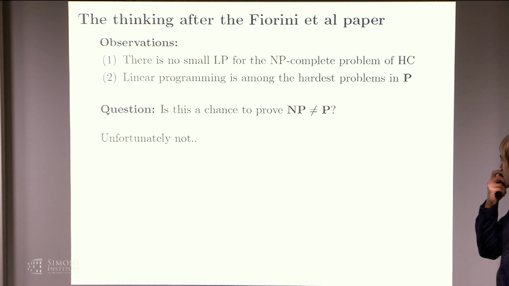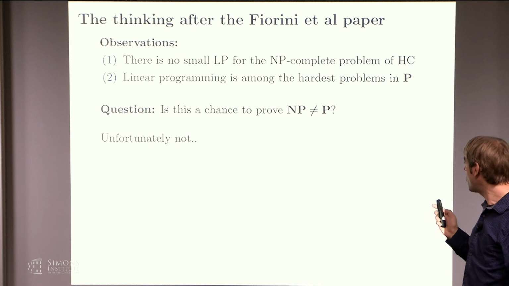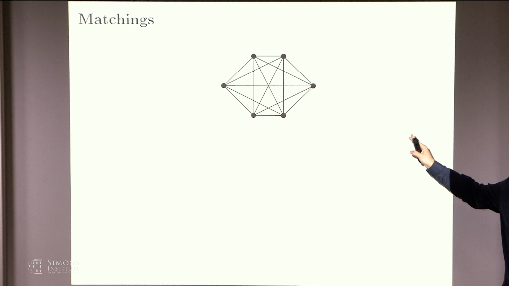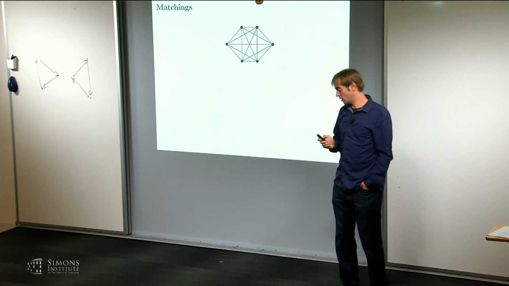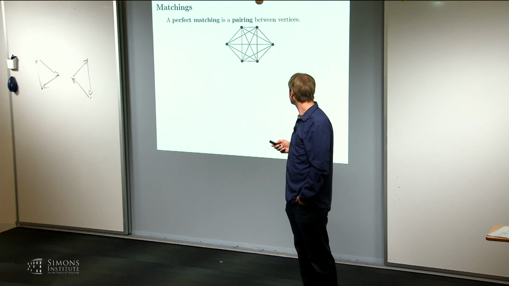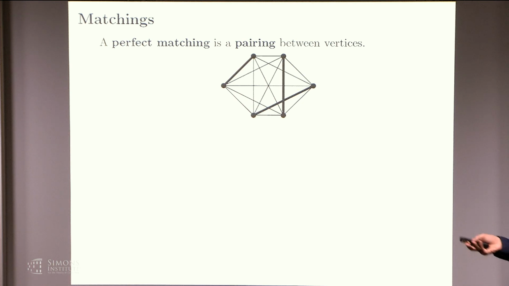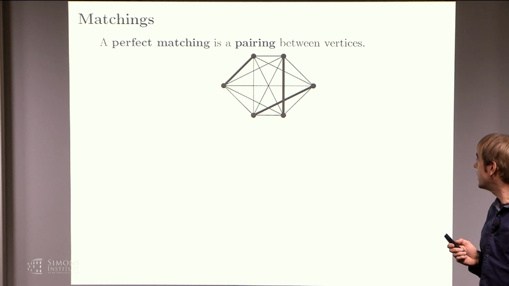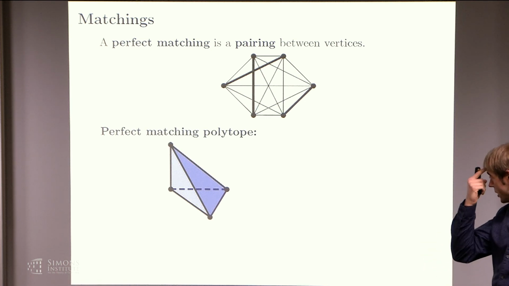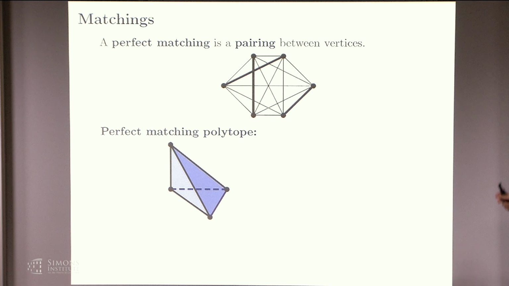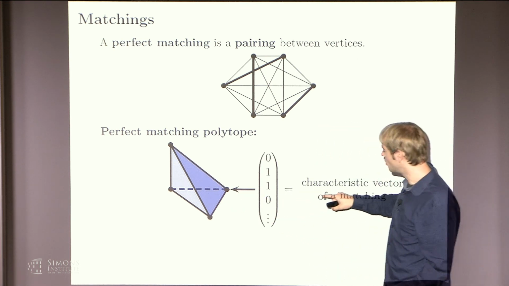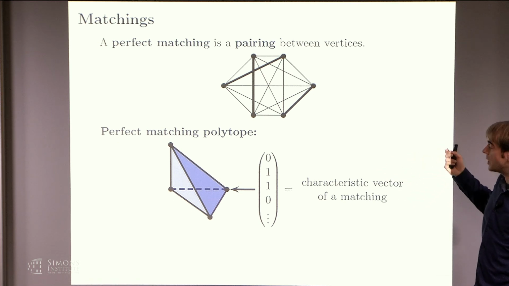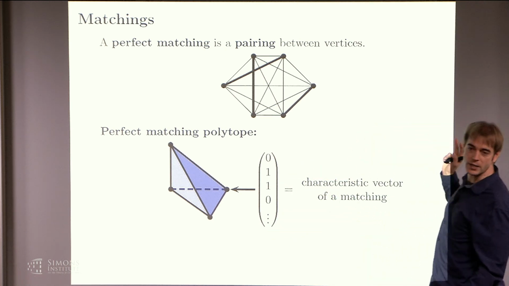So this is not going to work, and I'll try to explain why not. In particular, there's going to be a computationally easy problem, where we can also show that there is no small LP for it. And this is going to be the matching problem. Okay, so first of all, what is a perfect matching? A perfect matching in a graph is a pairing between vertices where every vertex gets paired precisely once. And now you can again look at the corresponding polytope, which is going to live in some high dimensional space, dimension corresponding to the number of edges in the graph, and every vertex is going to correspond to the characteristic vector of one of the perfect matchings. So it's again some 0, 1 vector, same story as for the Hamiltonian circuit.